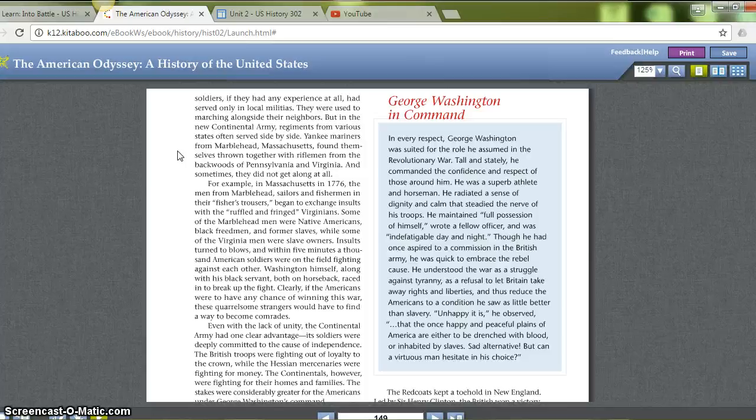For example, in Massachusetts in 1776, the men from Marblehead, sailors and fishermen in their fishermen's trousers, began to exchange insults with the ruffled and fringed Virginians. Some of the Marblehead men were Native Americans, black freedmen and former slaves, while some of the Virginia men were slave owners. Insults turned to blows, and within 5 minutes 1,000 American soldiers were on the verge of fighting against each other. Washington himself, along with his black servant, both on horseback, raced in to break up the fight. Clearly, if the Americans were to have any chance of winning this war, these quarrelsome strangers would have to find a way to become comrades.